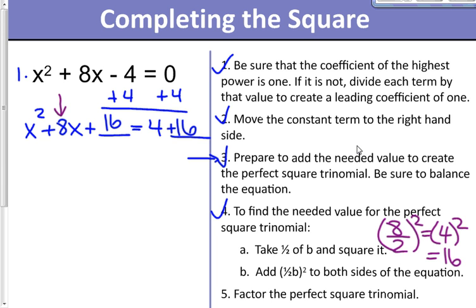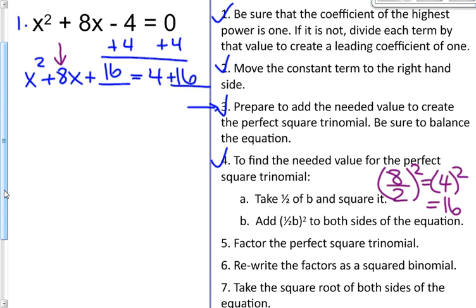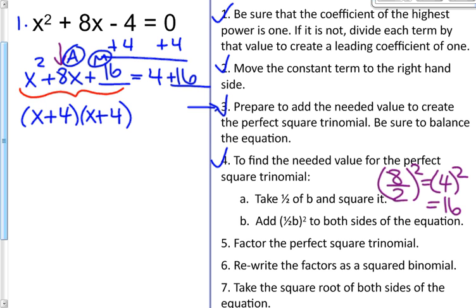Then we go on to step 5, which is asking us to factor the perfect square trinomial. So that is my x squared plus 8x plus 16. So I'm going to factor that, which means I need to be thinking about what multiplies to 16 while also adding to 8. So that would be positive 4 and positive 4. And at this time, I can also add up my constants on the right, and I get positive 20. Once I factor that, we're also going to rewrite the factors as a squared binomial. So just simplify this as x plus 4 squared is equal to positive 20.